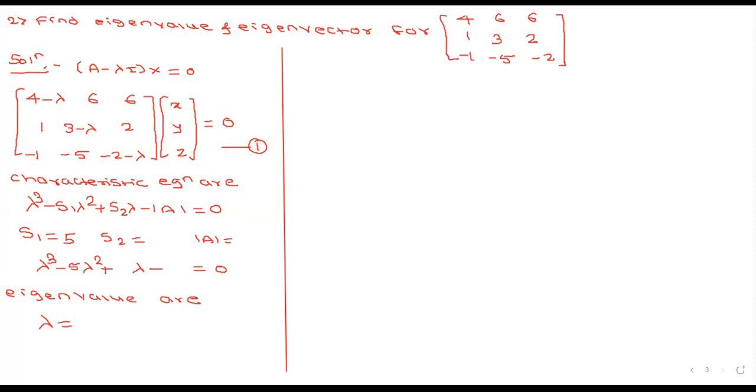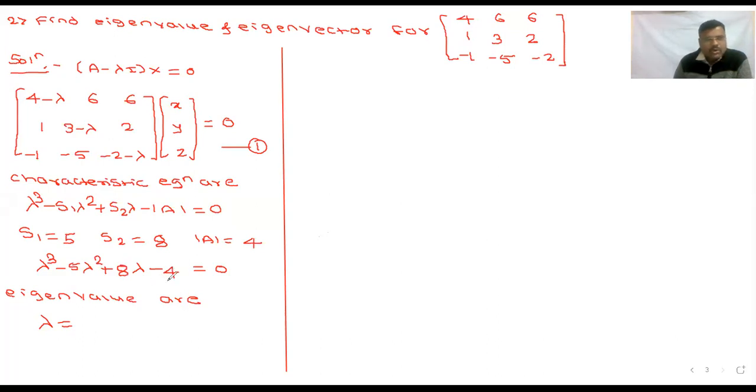Rutuja, determinant is wrong, Rutuja. So S2 we got. What is the S2? 8. And what about determinant? 4. This 4 is the determinant. Yes. So we got that lambda cube minus 5 lambda square plus 8 lambda minus 4.